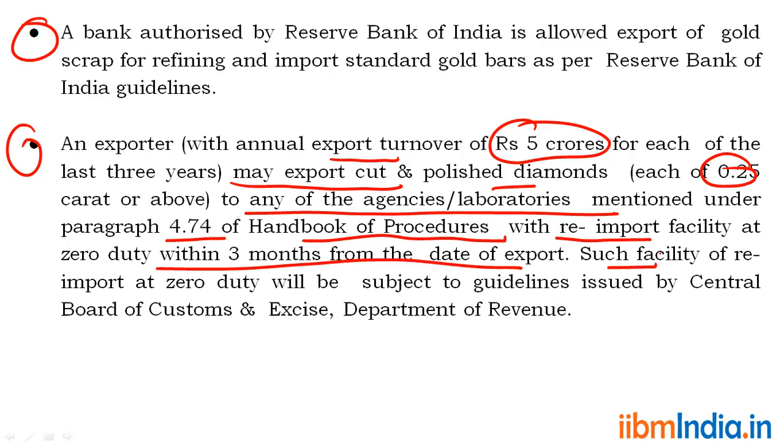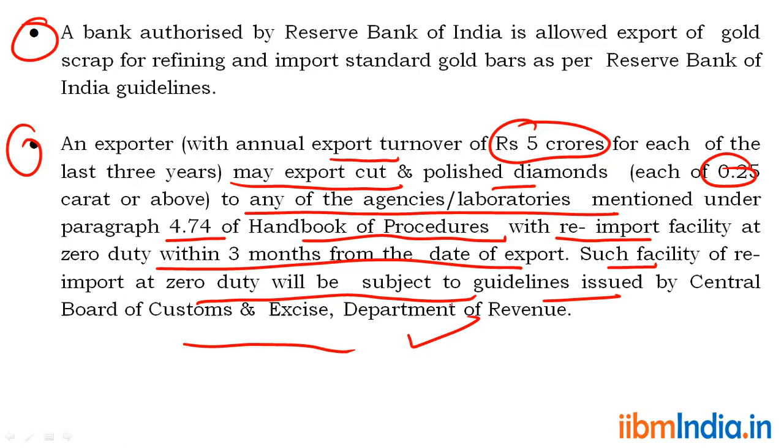Such facilities of re-import at zero duty shall be subject to the guidelines issued by the Central Board of Customs and Excise, Department of Revenue. So any exporter with annual export turnover of ₹5 crore for each of the last 3 years may export cut and polished diamond, each of 0.25 carat or above, to any of the agencies laboratories mentioned under paragraph 4.74 of Handbook of Procedures with re-import facilities at zero duty within 3 months from the date of export. Clear? Within the 3 months you have to do.